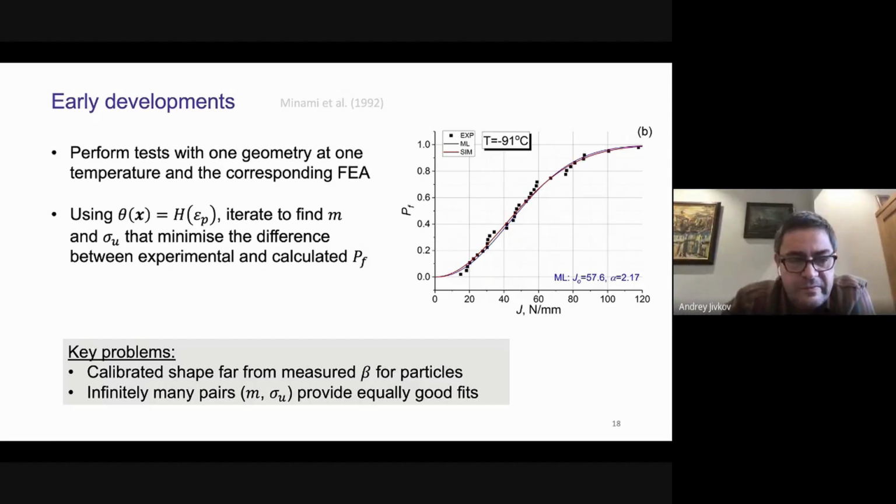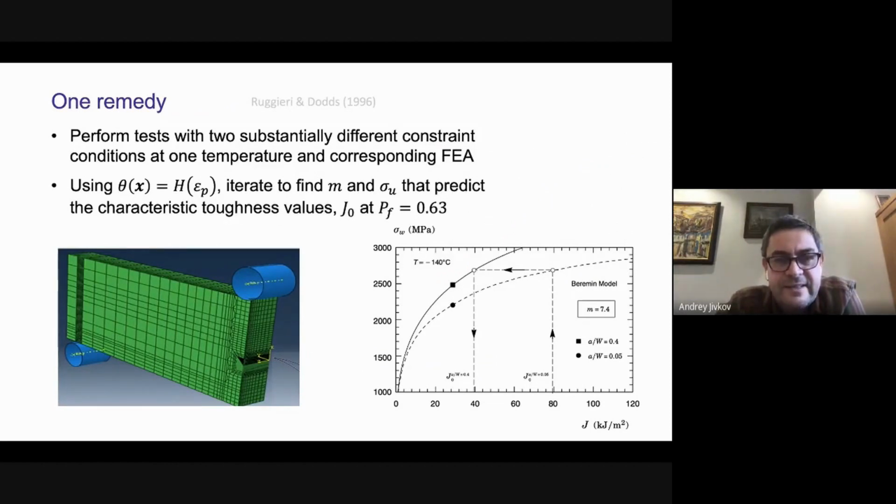Now, this fact that there are infinitely many pairs led to further developments that suggested that one actually needs to do two tests with substantially different constraint conditions. For example, in this figure, we have tests with 3-point bend specimens with crack depth over width 0.4 and 0.05, and then use one of the thinning functions, let's say this one, and iterate again to find m and sigma u that predict at the same time the measured fracture toughness. This is the so-called characteristic fracture toughness, at a particular percentile, 63.2, that predict the measured fracture toughness for both sets of specimens. So that is the next step that people did, and it has been used quite widely.